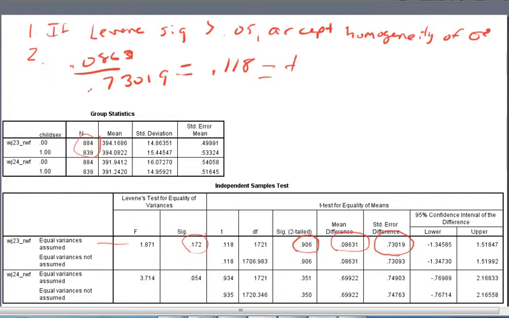0.906 tells us that a difference of this size of 0.08631 would have occurred due to random sampling fluctuation alone in a situation in which the samples were drawn from a population in which the null hypothesis is true. That difference would have occurred due to random sampling fluctuation alone almost 91% of the time. So we fail to reject the null hypothesis in this case.